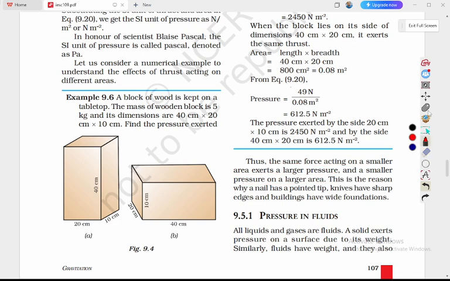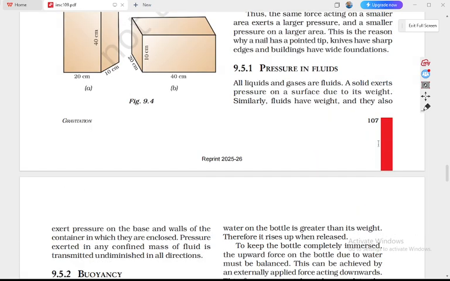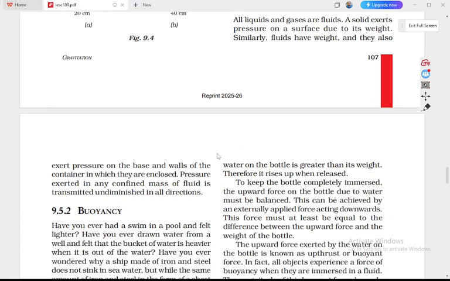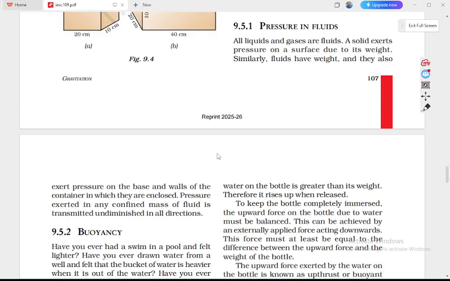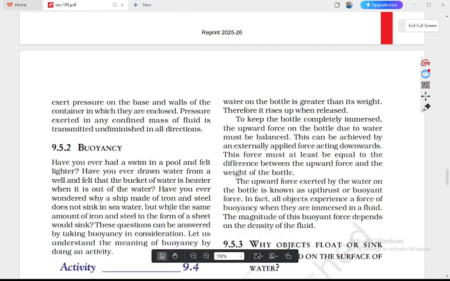Pressure in fluids, we'll learn about that. All liquids and gases are fluids. A solid exerts pressure on the surface due to its weight. Similarly, fluids have weight, and they also exert pressure on the base and walls of the container in which they are enclosed. Pressure exerted in any confined mass of liquid is transmitted undiminished in all directions.